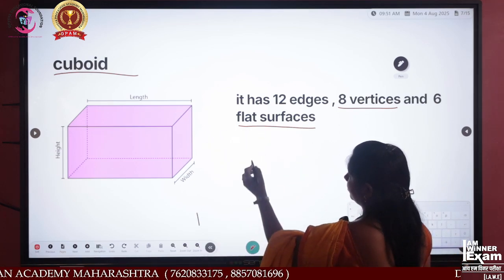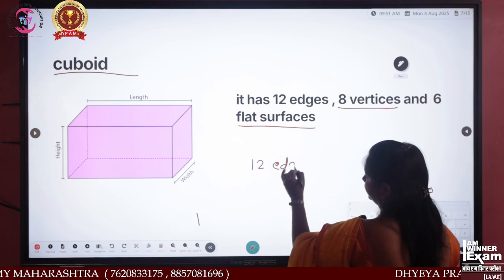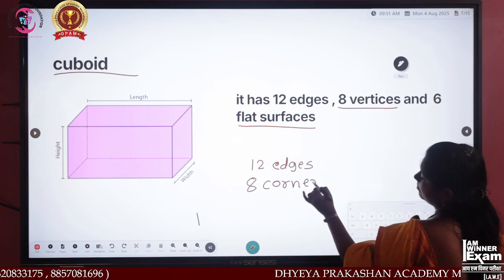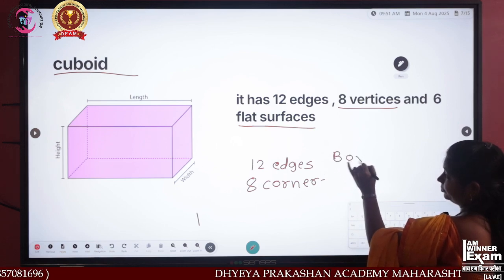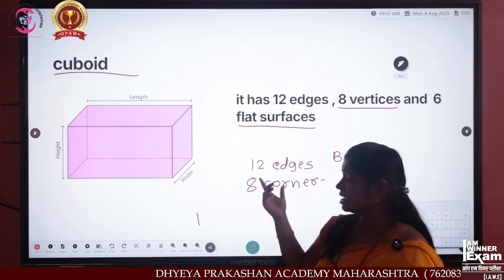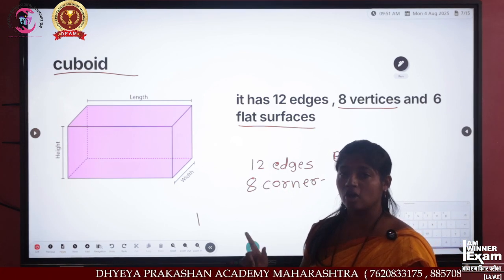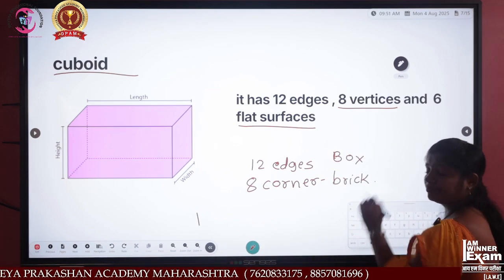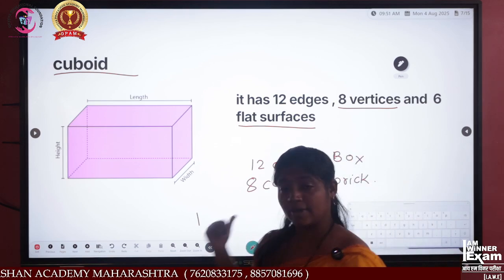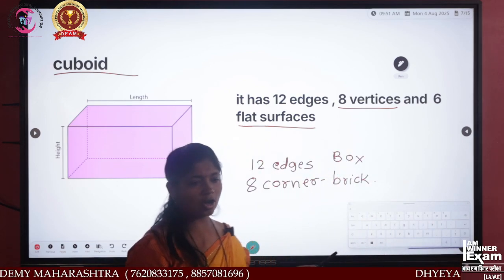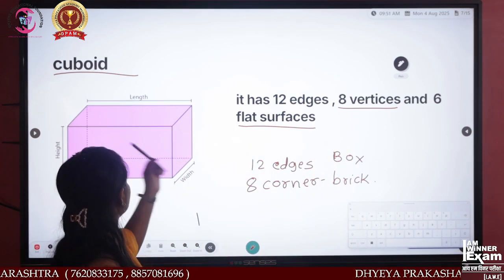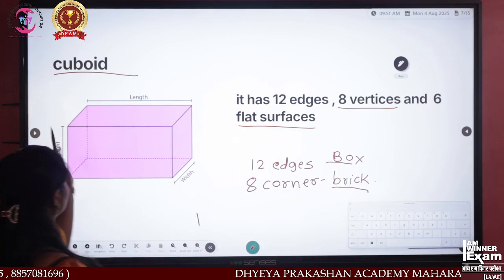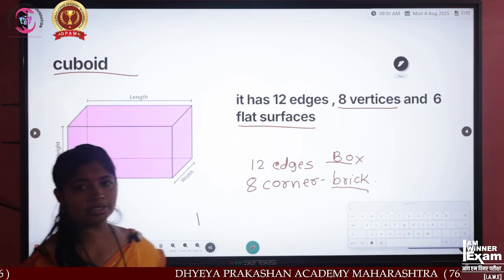So 12 edges and 8 corners. For example, a box has 12 edges and 8 corners, and a brick has 12 edges and 8 corners. So, examples are a box and a brick. This is called a cuboid shape.